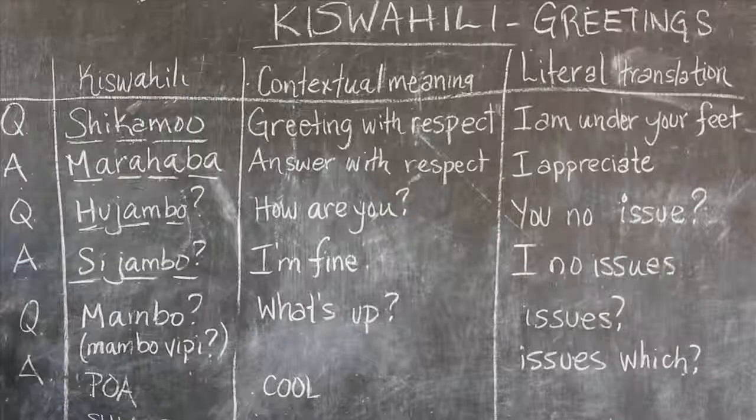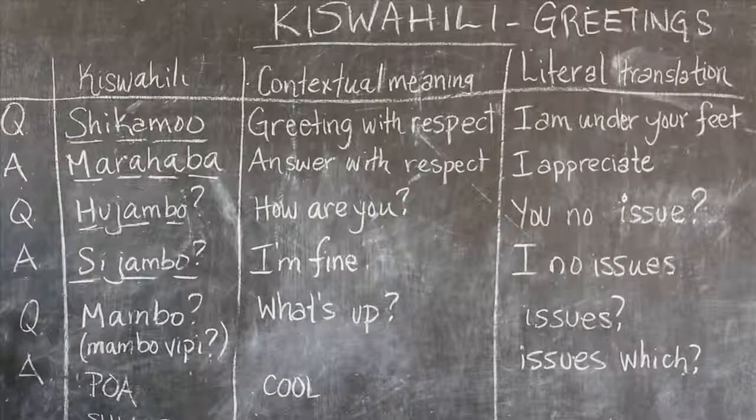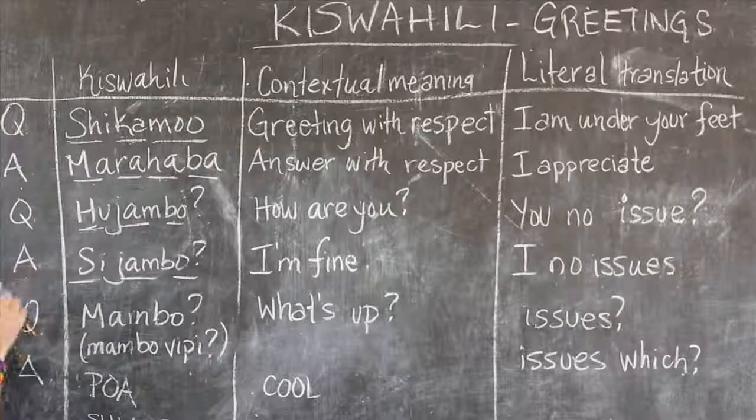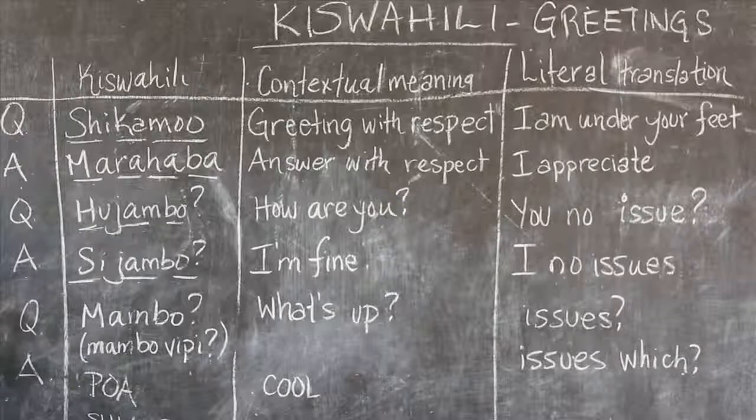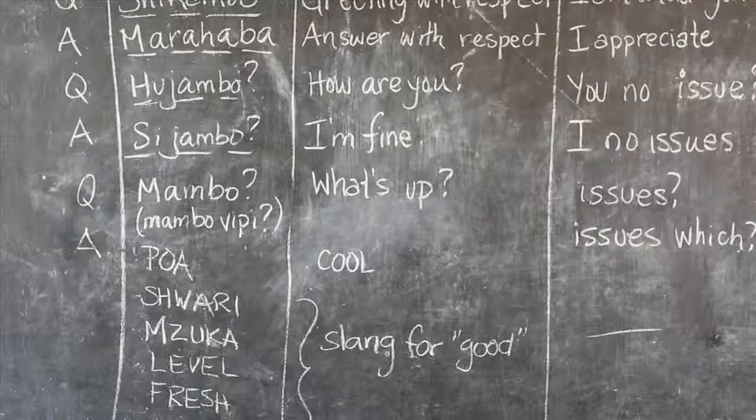So just to go over them one last time. Shkamo, greeting with respect. Marahaba, responding with respect. Hujambo, sijambo. That's your middle ground greeting. And your slang greeting, mambo. And then you can say poa, shwari, mzuka, level, fresh.